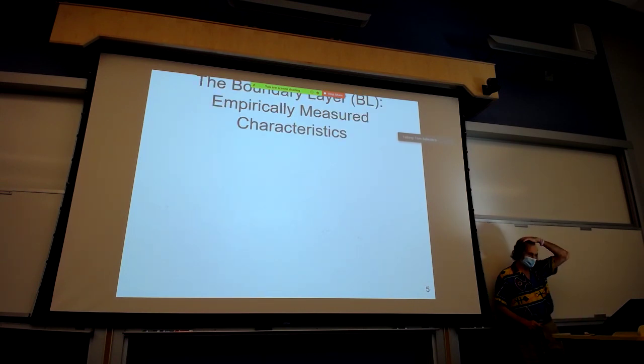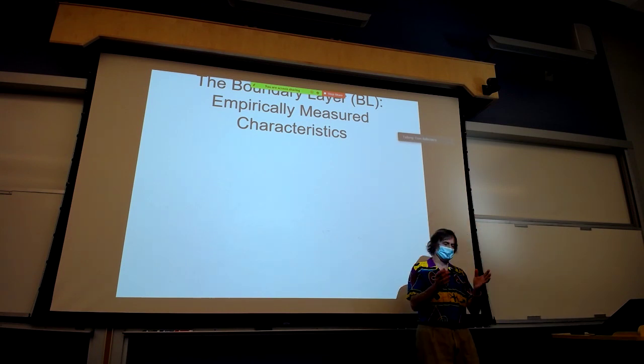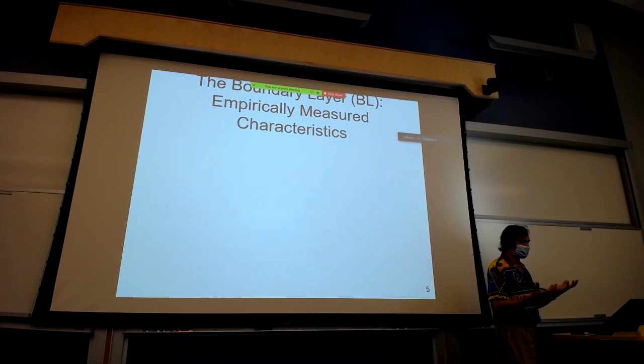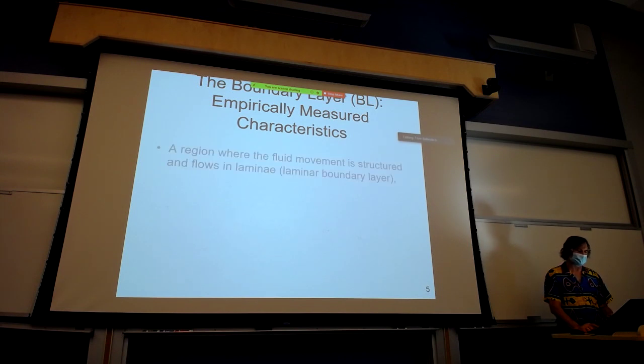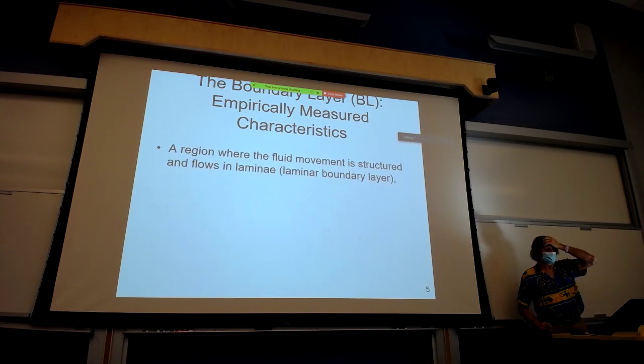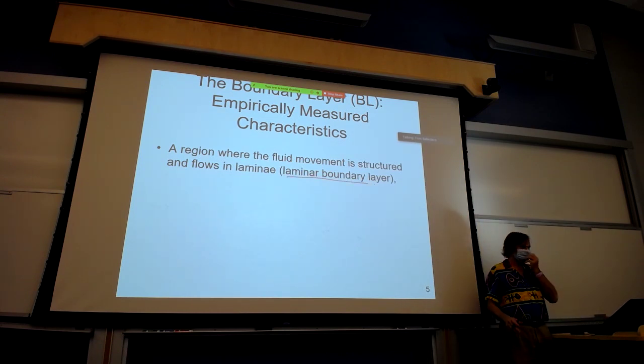So for the boundary layer, people, again, have not theoretically come up with the no-slip condition, but they measure. That's called empirical evidence. So there are empirically measured characteristics of this boundary layer. The boundary layer is a region where the fluid movement can be characterized by pretty structured movement. That is, the fluid is moving in laminae, sheets almost. That's one type of characteristic. And you saw this in your labs when you had the pipe and you were putting the dye into it.